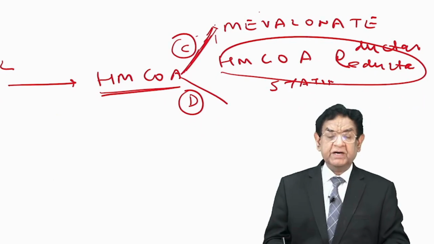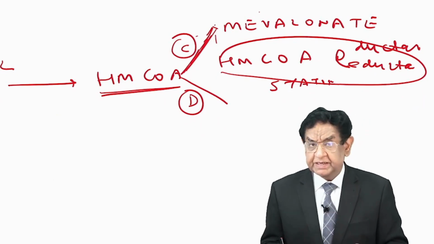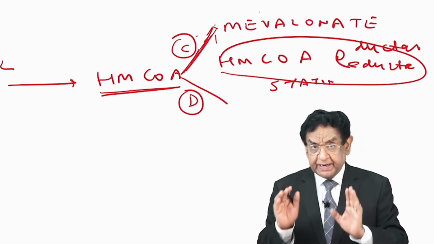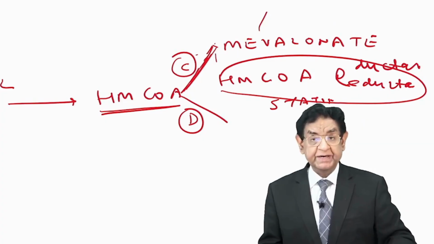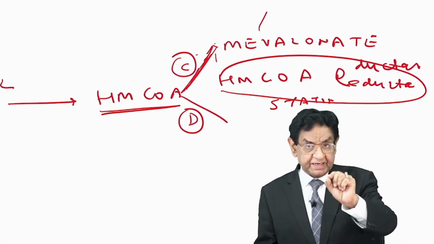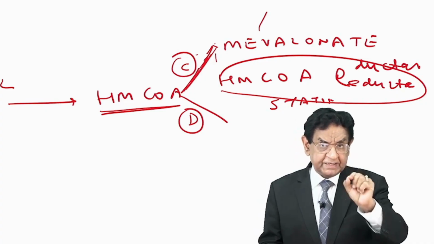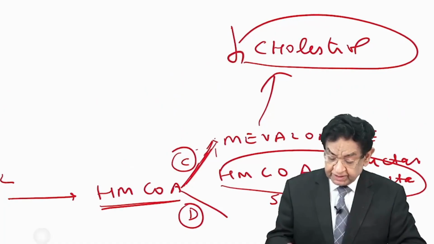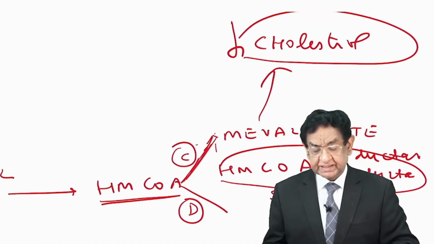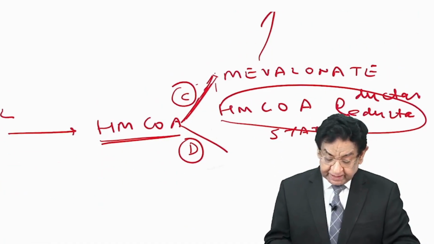So this is a road. It is the so-called rate limiting step by which HMG-CoA is converted to mevalonate, and again repeating a second time, it is this which is blocked by statin. It is a rate limiting step. So when we use statin, the cholesterol synthesis is reduced. So we are clear about it.